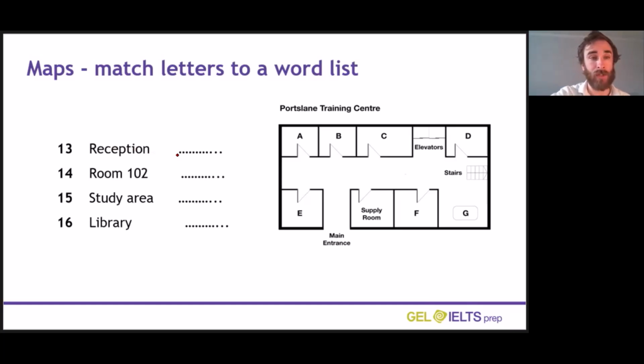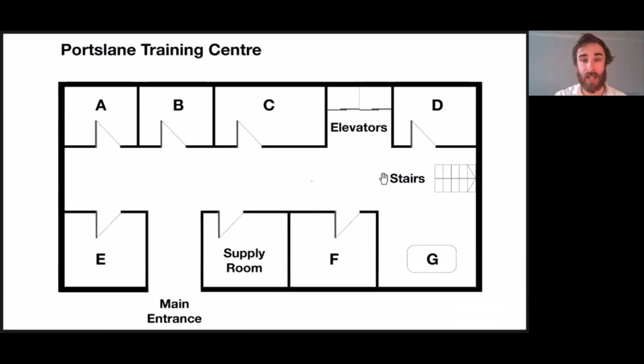So I think reception is probably not letter G, and room 102 is also probably not letter G. A reception is more likely to be a closed off desk or a separate room. Room 102 is obviously a room, and G does not look like a room. Study area and library, well, we could imagine G is maybe an open table for a study area, or it could be a library if we imagine some books in this open area.